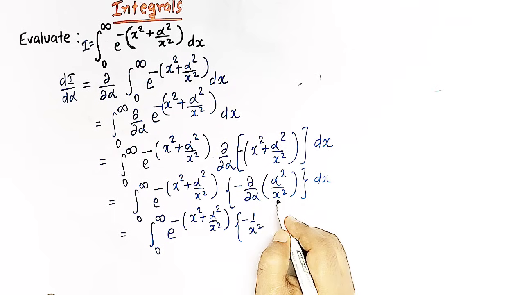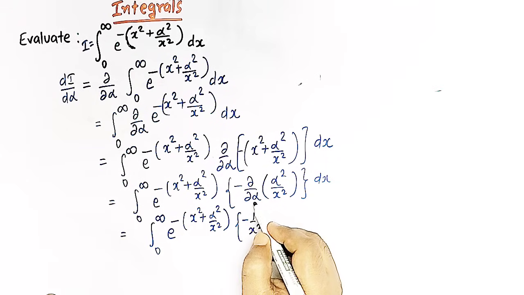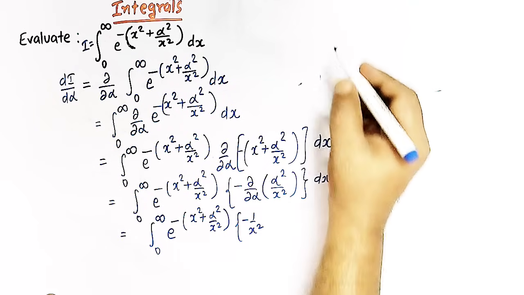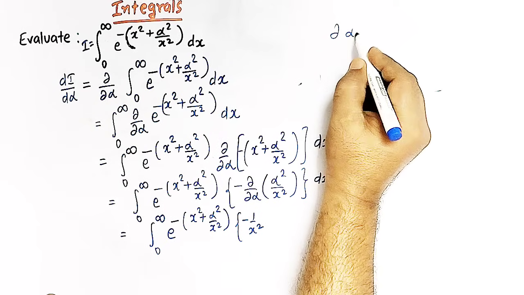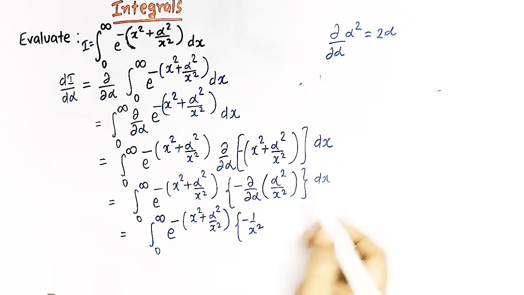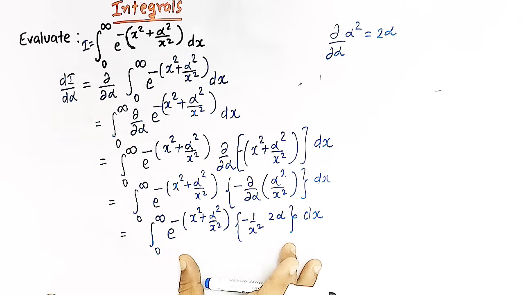So we can take 1 over x square outside this operator del over del alpha, because x is assumed to be a constant, right? And the derivative of alpha square with respect to alpha is 2 alpha. So here we have 2 alpha, and here we have dx. So now we'll proceed further with the help of the method of substitution.